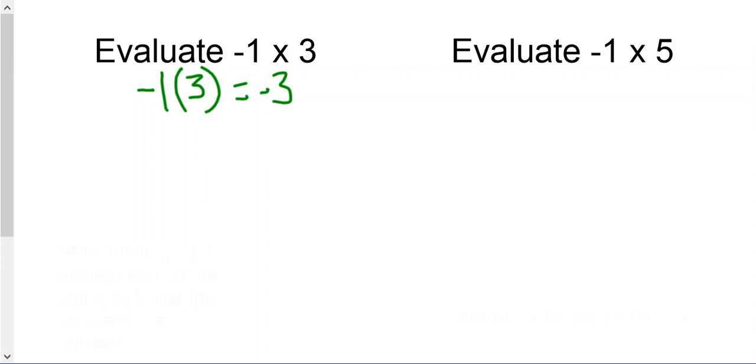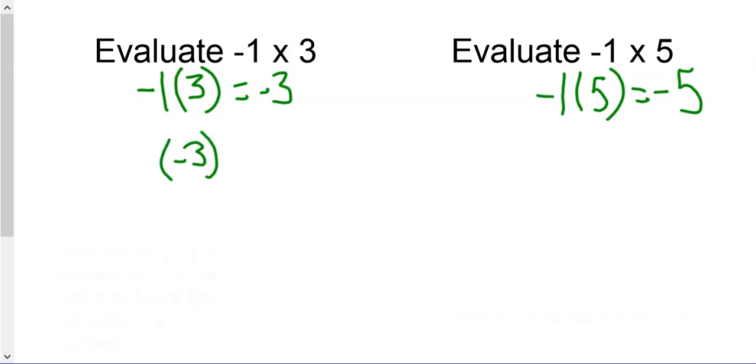Okay, so if we look at negative 1 times 5, we can say the same thing. Negative 1 times 5 will give us the opposite of 5, which is negative 5. Now, if our answer is negative 3, what number can we multiply that number by to get the opposite of negative 3? Well, just like above, if you multiply by negative 1, negative 1 times a negative 3 will give you the opposite of that 3, which will result in a positive 3.